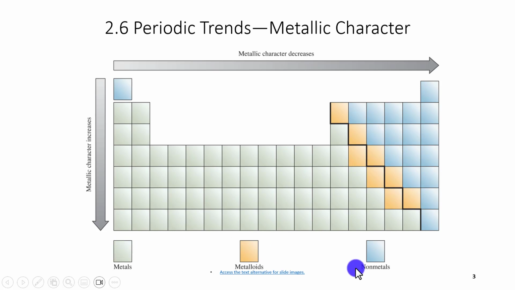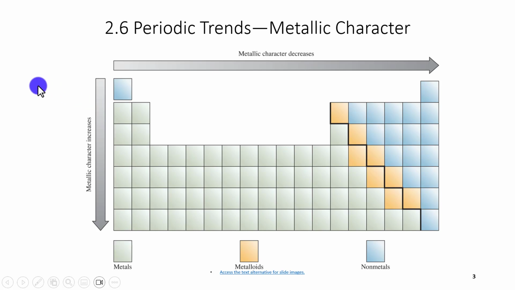Obviously, the nonmetals and metals are opposite in character. So if I am looking at metallic character and my nonmetals are found in the top right-hand corner, if I move away from my nonmetals, metallic character is going to increase across the period. So if I am going from right to left, metallic character increases because I'm moving towards metals. Metallic character also increases if I'm going down a group from top to bottom.